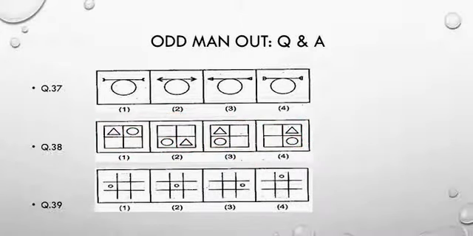Now let's move on to next question. Question number 39. When we see four problem figures carefully, we find that the basic structure is similar in all the problem figures. What is the basic structure in this? There are two horizontal lines which are parallel, and there are two vertical lines which are also parallel but intersecting the horizontal lines. So this structure is common to all the four problem figures.